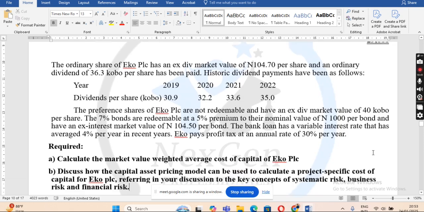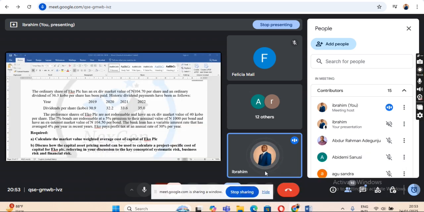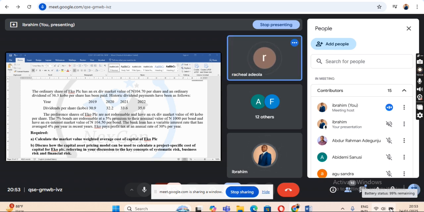Now, this is the body of the question. The ordinary share of Eco PLC has an SDIV market value. Class, what is SDIV? If something is SDIV, what does that mean? That means they receive the dividend.